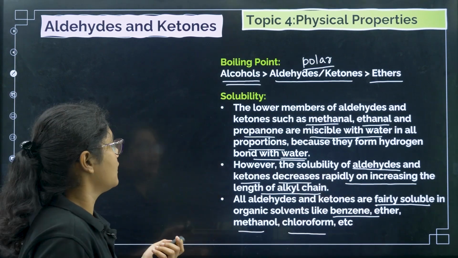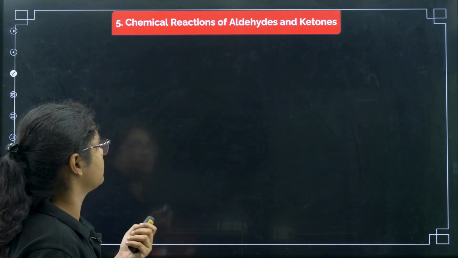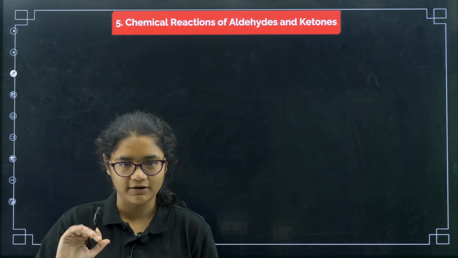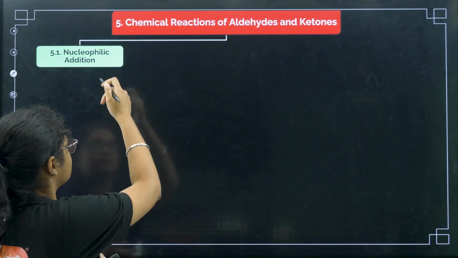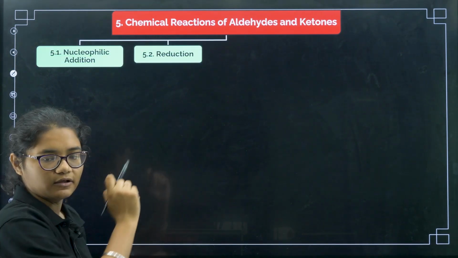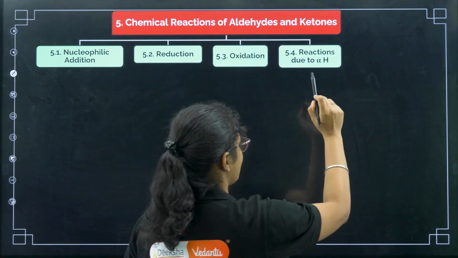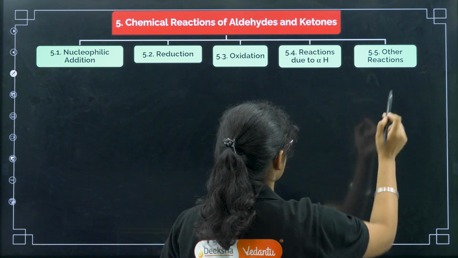Okay, next coming to the chemical reactions of aldehydes and ketones. So here, as I told you, there are 5 reactions. First one is nucleophilic addition, second one reduction, then we have oxidation, next reactions due to alpha hydrogen, and the next one is other reactions.